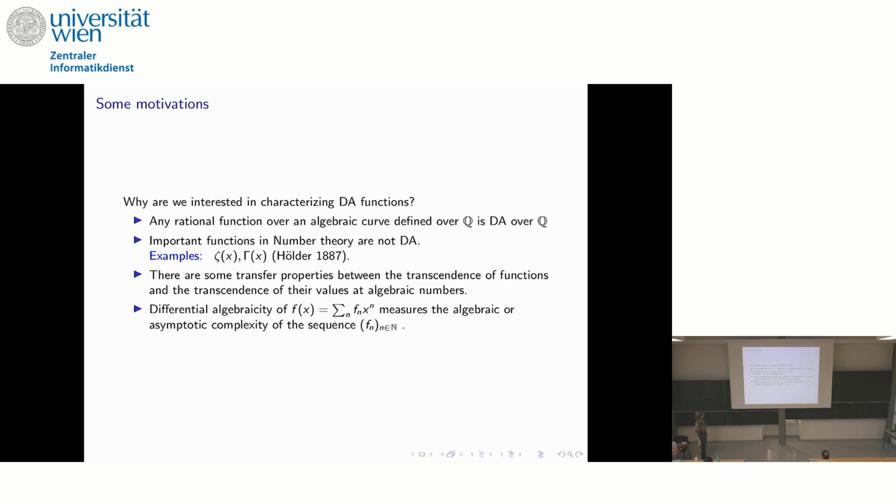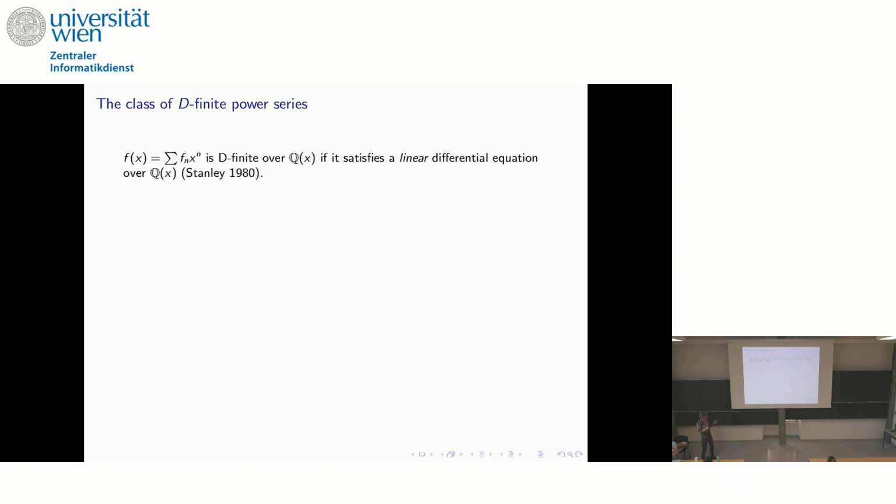Okay, so let me first start with the subclass of differentially algebraic functions, the class introduced by Aline in his talk and by Stanley in the 80s. So I will repeat a little bit of what Aline said. So you start with a formal power series and you say that it's D-finite over Q(x) if it satisfies a linear differential equation over Q(x). Okay? And then you have many nice properties for the class of D-finite functions.